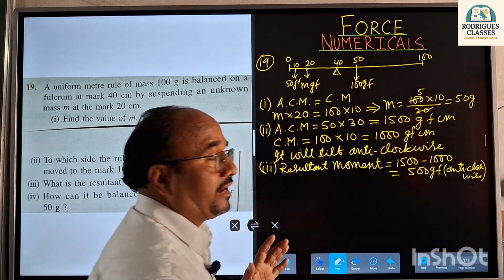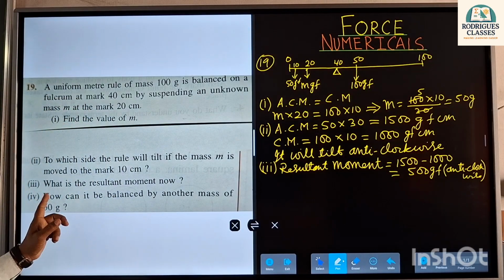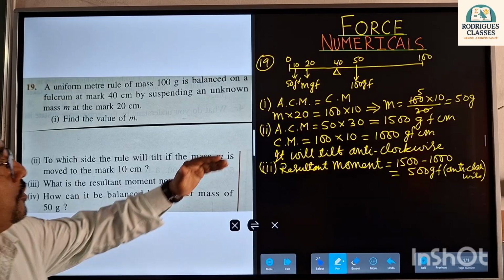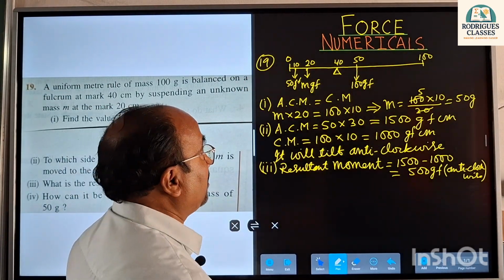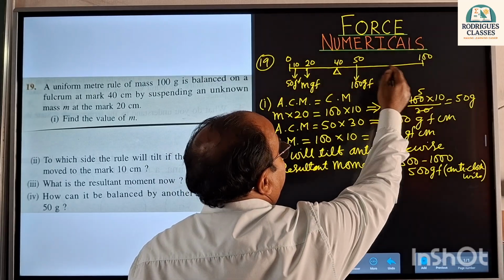So it will tilt anti-clockwise. So the third part is done. How can it be balanced by another mass of 50 grams? Because it is tilting here, another mass of 50 gram has to come. We don't know where, but somewhere it will be on this side only.